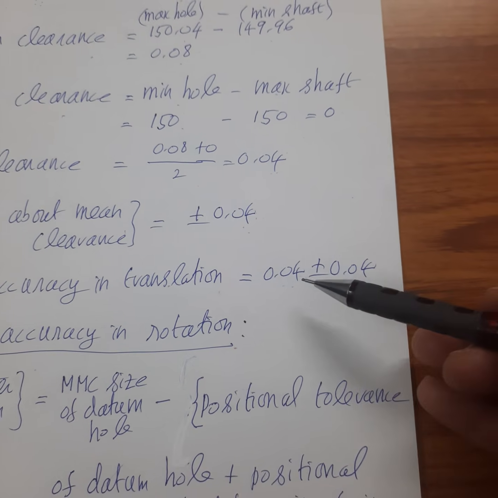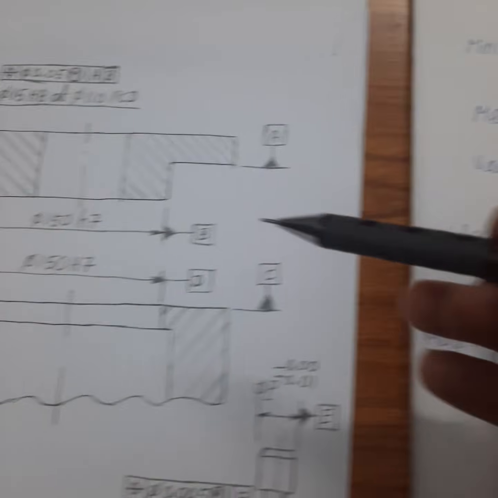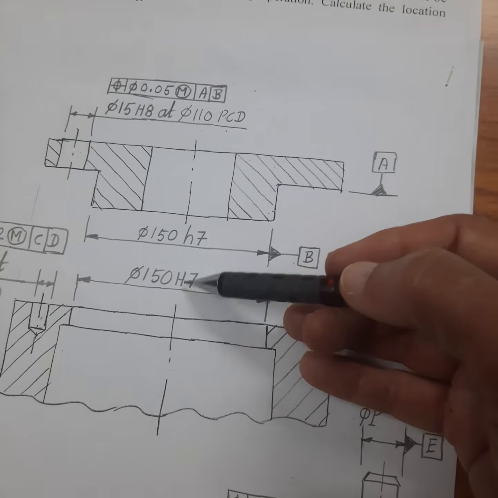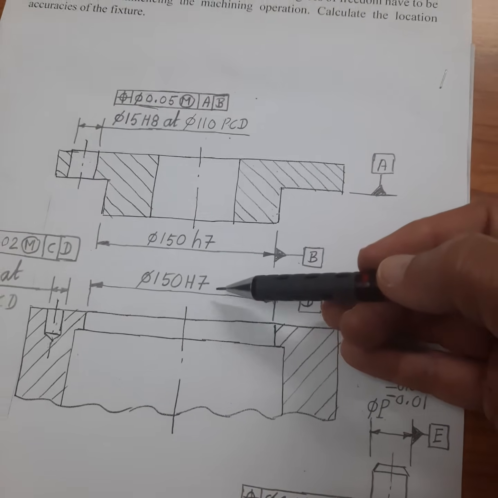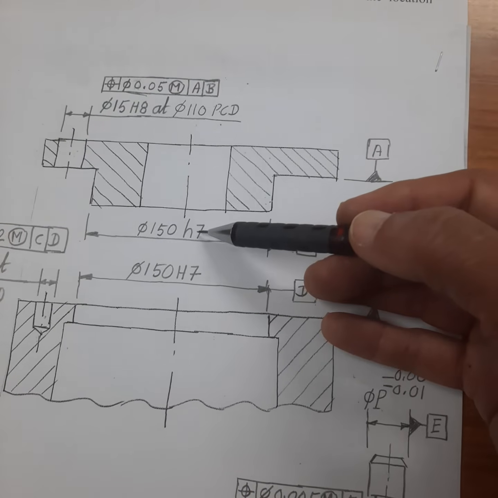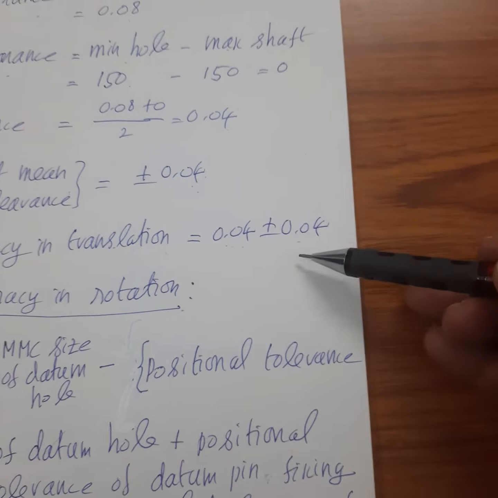If you are not satisfied with the arrived value of 0.04 plus or minus 0.04, the tolerance should be further reduced. So instead of going for H7, we have to choose a tolerance of 150H6 and h6. So that this location accuracy can be further improved.